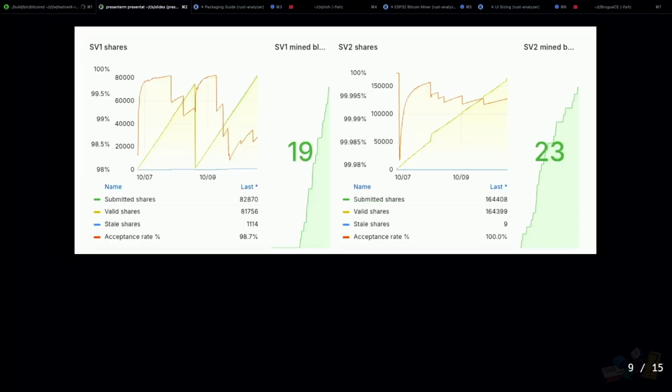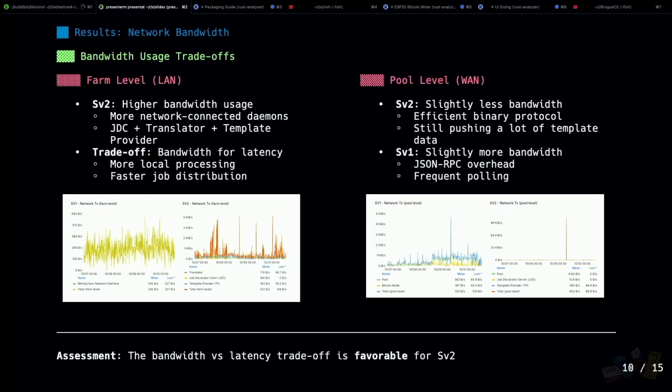Pretty graphs. You can see the reset in the middle of the left-hand side there. And network bandwidth. One of the other trade-offs is your bandwidth consumption. If you're running more daemons at the site level, you're going to have more bandwidth consumption. But I think that is an ideal trade-off to have, right?